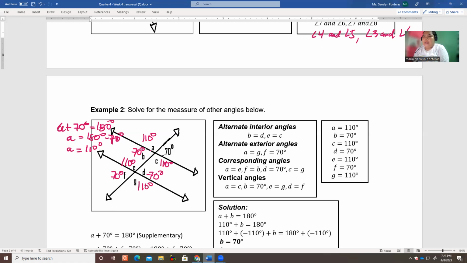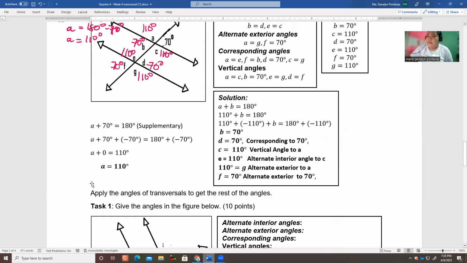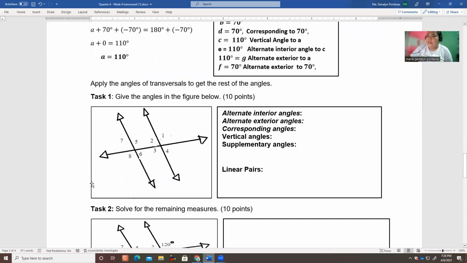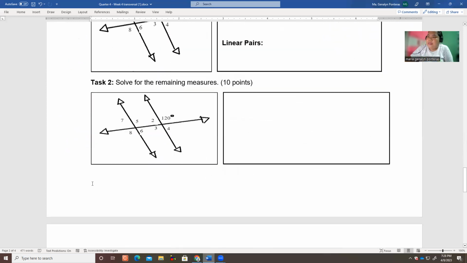So as you can see, A and E are corresponding angles also. A and F are supplementary angles. B and E are linear pairs. C and D are linear pairs. Apply the pairs of angles of a transversal to get the rest of the angles.